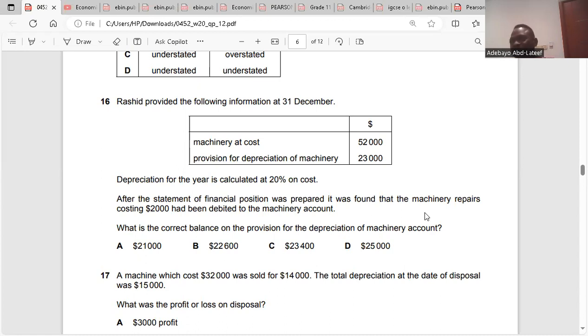Both ways is correct anyway. The account will be credited. The machinery account will be debited. But we debit twice. Is it clear? Yes, yes. That's question 16. That's 16 is B. Yeah.